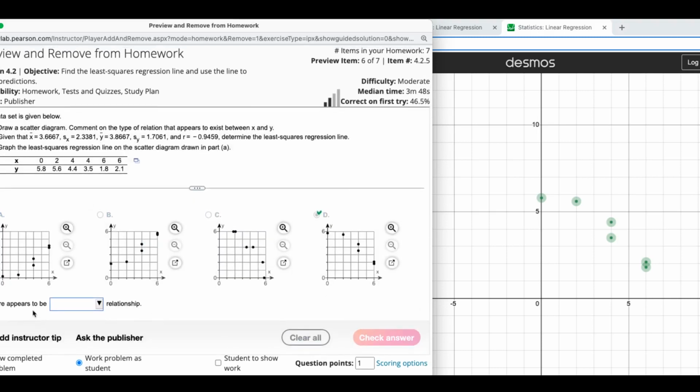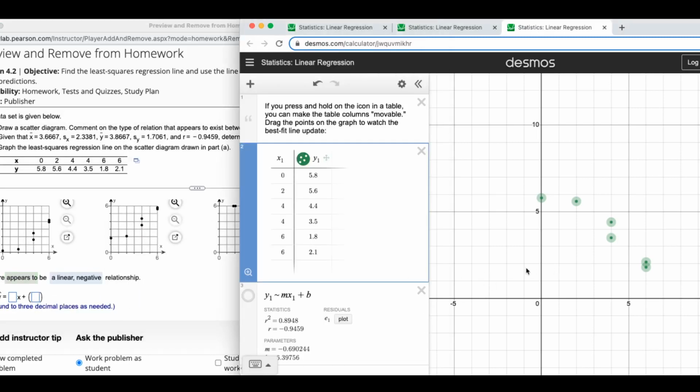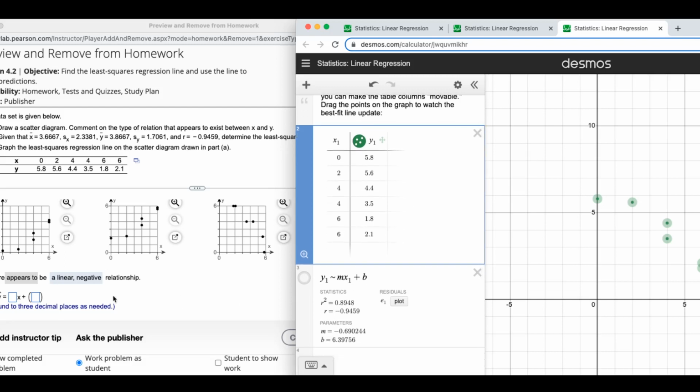And right now we're just relying on our eyes. This appears to be a linear negative, right? The language is specific on purpose. It appears to be, right? In order to be sure, we have to look at the linear coefficient. So here, it asks us to write the equation, mx plus b. Well, m is right here, so type this number, to 3 decimal places.